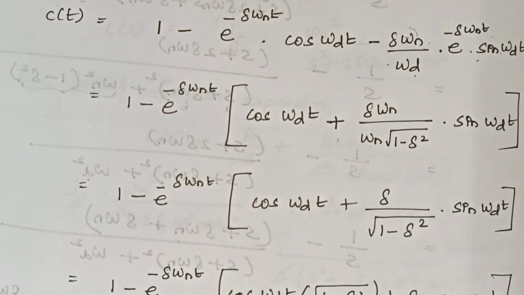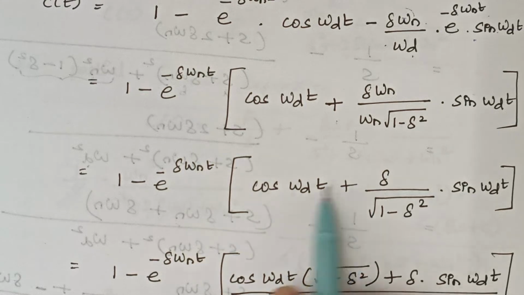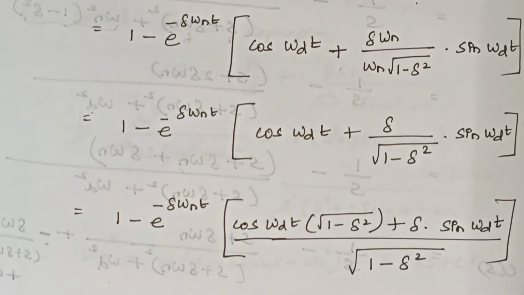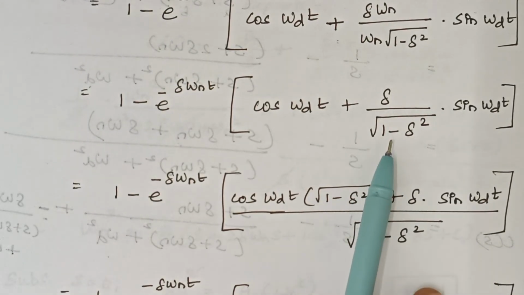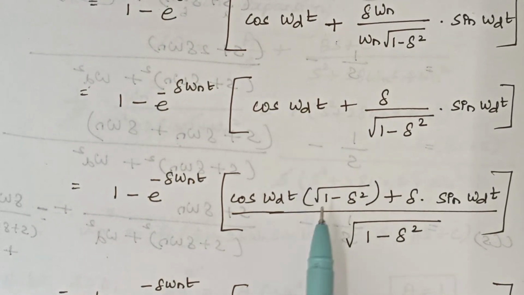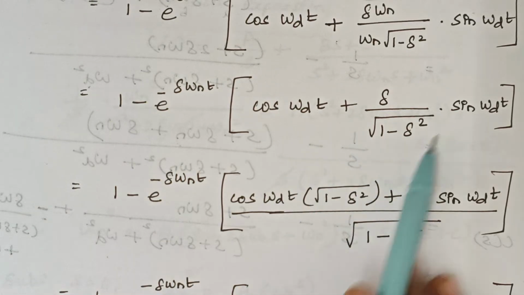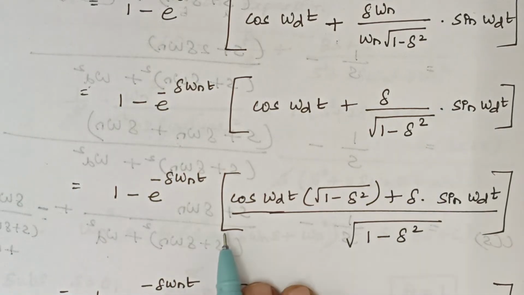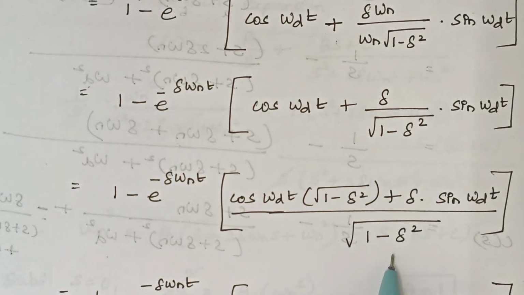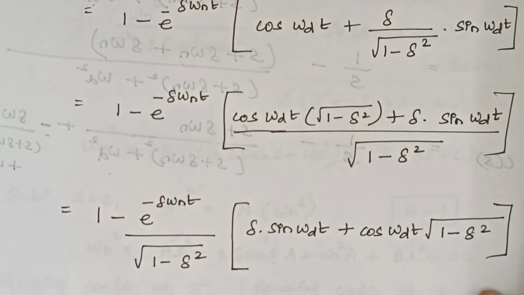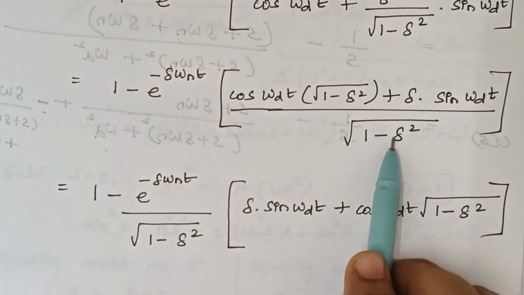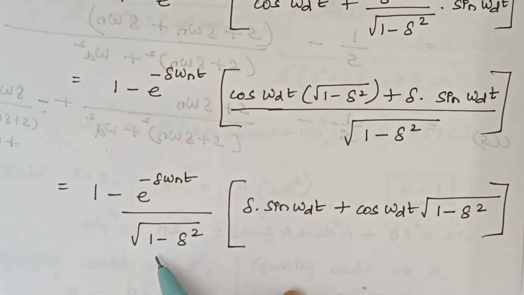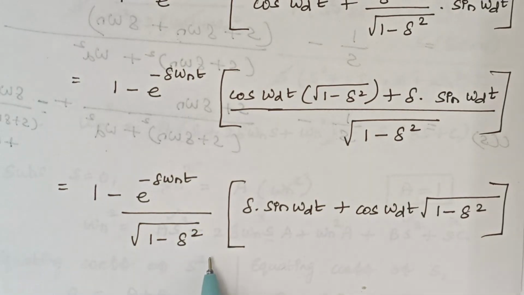And the next thing is, I am taking LCM. So when you take LCM, here the denominator is square root of 1 minus zeta square. So then this expression becomes, I am multiplying this with this term. So cos omega dt into square root of 1 minus zeta square plus zeta into sine omega dt, the whole term divided by square root of 1 minus zeta square. So now this denominator term I am taking outside. So e power minus zeta omega nt divided by this square root of 1 minus zeta square.